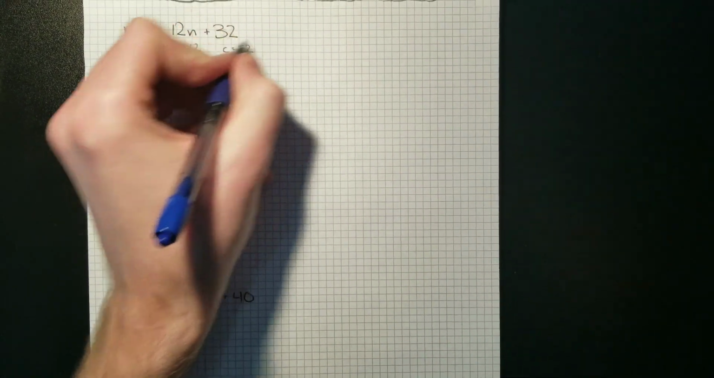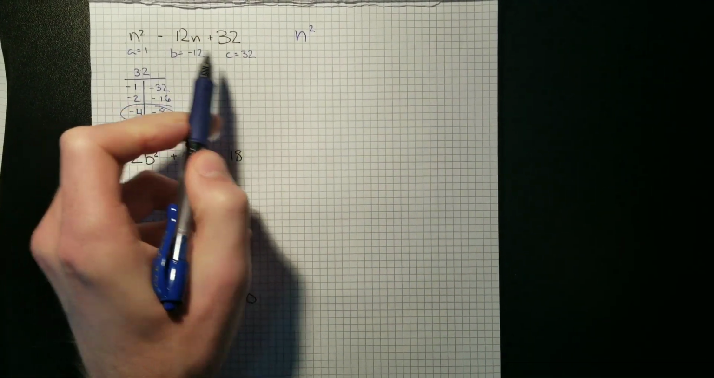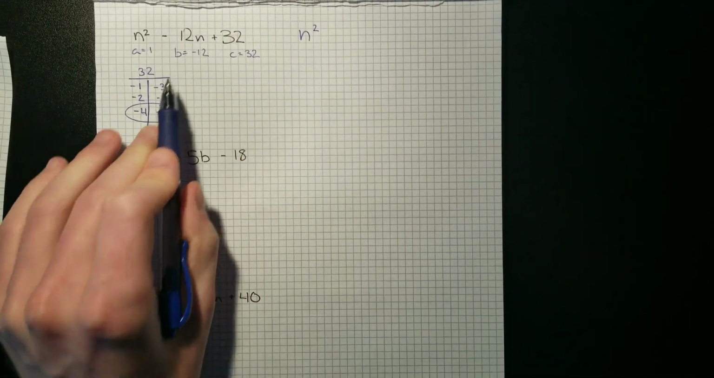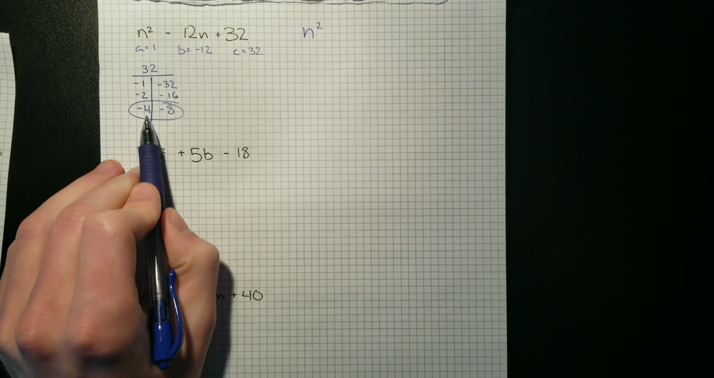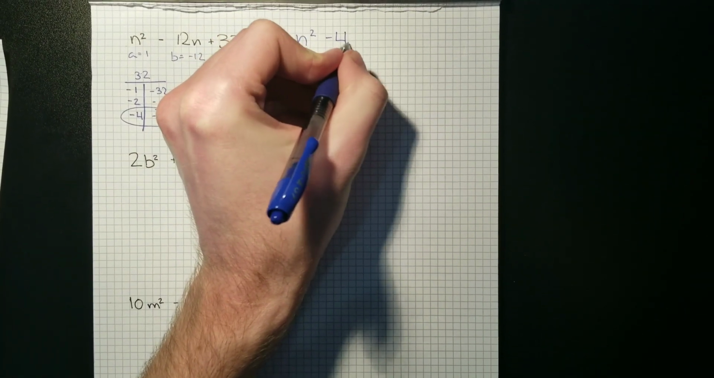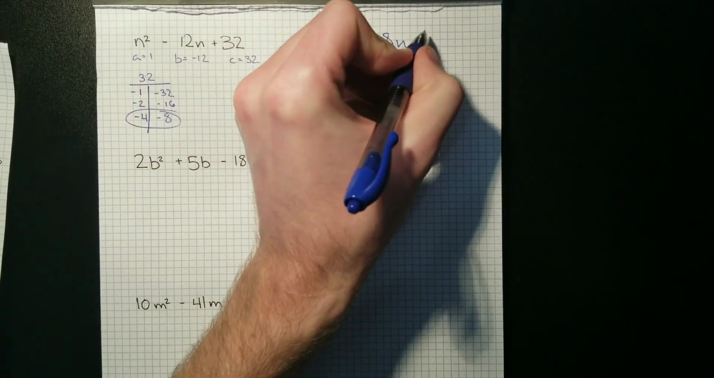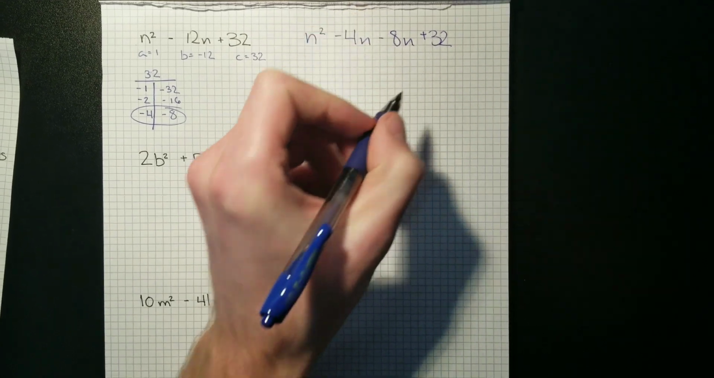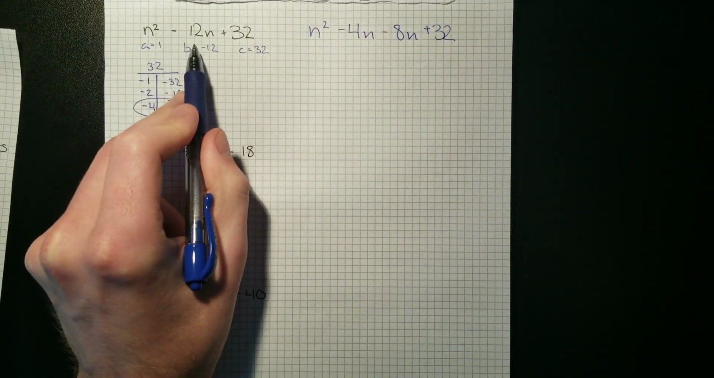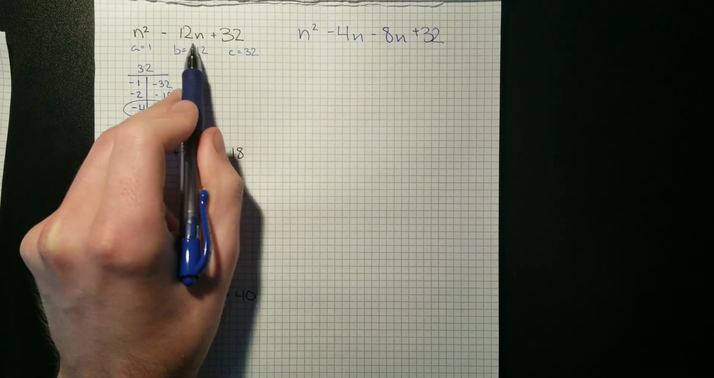So we're going to copy down the n squared, keep that the same. And then we're going to split the -12n into the -4 and the -8. So it'll look like this. So we have -4n minus 8n, and then plus 32. So we may notice all of this would add up to get that over there. -4 and -8 equals -12.